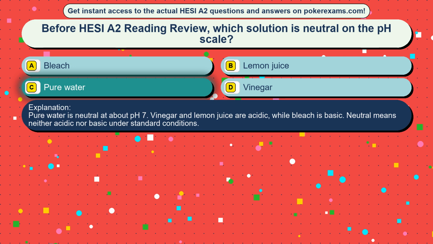Pure water is neutral at about pH 7. Vinegar and lemon juice are acidic, while bleach is basic. Neutral means neither acidic nor basic under standard conditions.